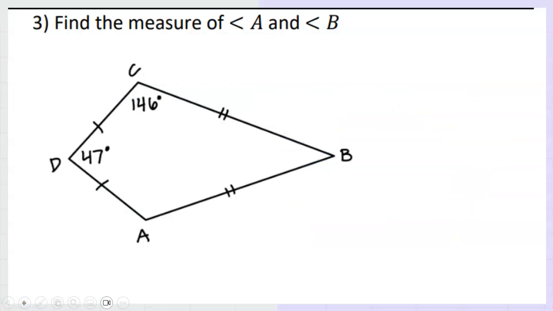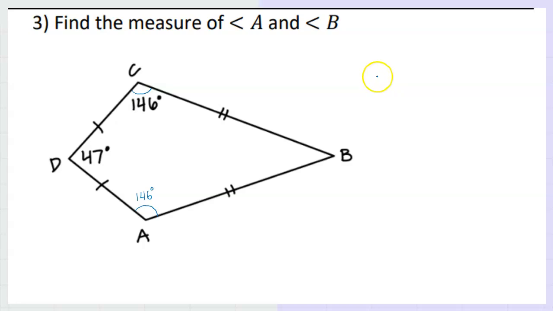Okay. This example, we're finding the measure of angle A and the measure of angle B. I know that this angle and this angle are the opposite angles on the kite that are going to be congruent to each other. So that angle A is 146.